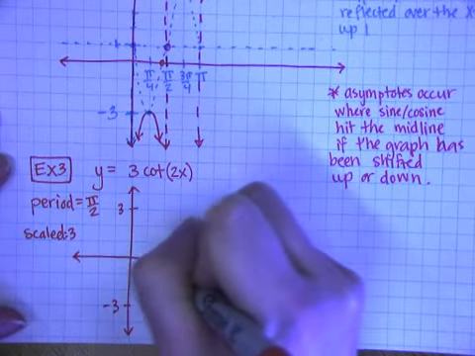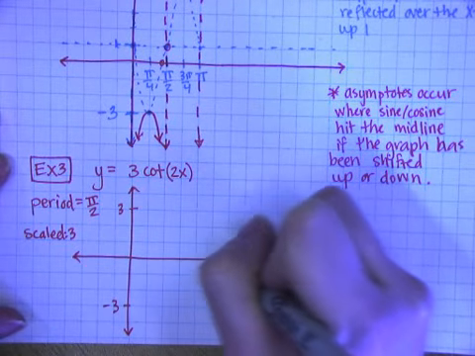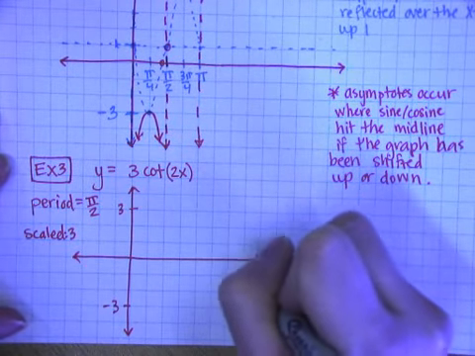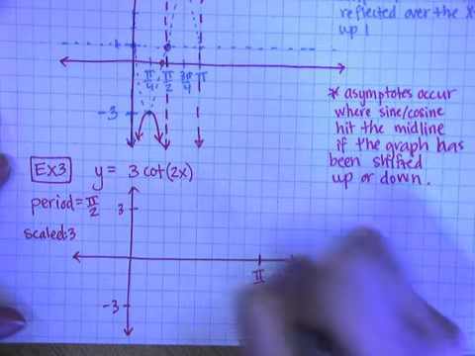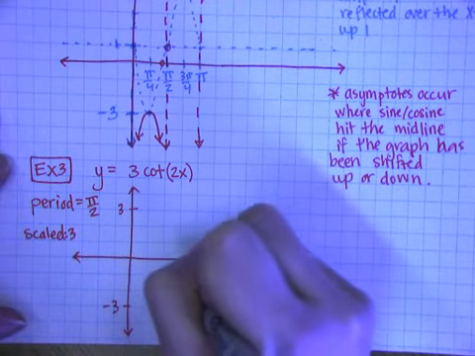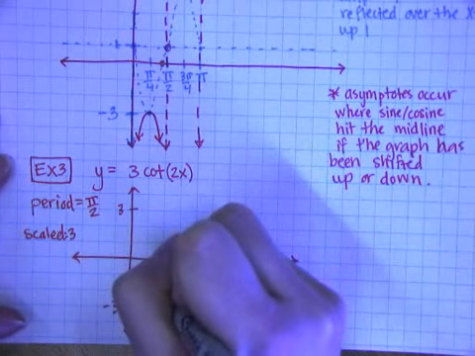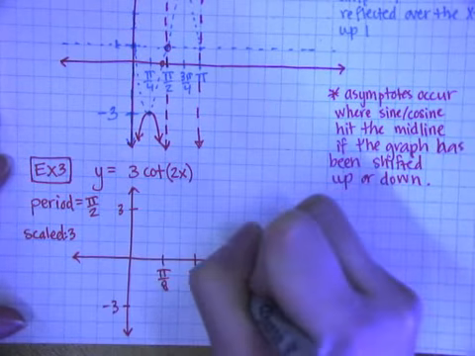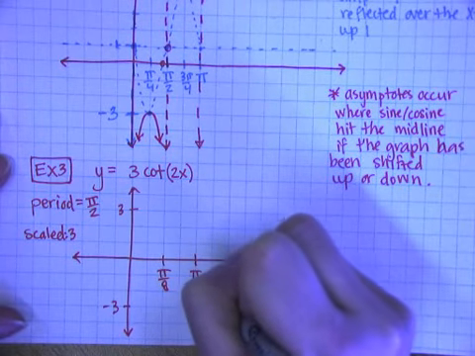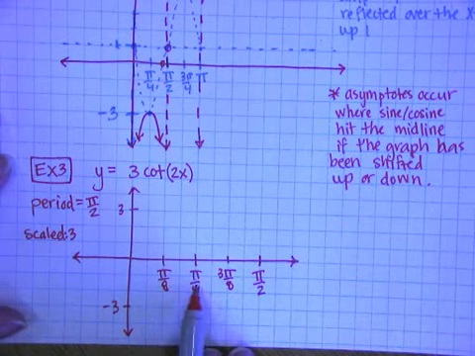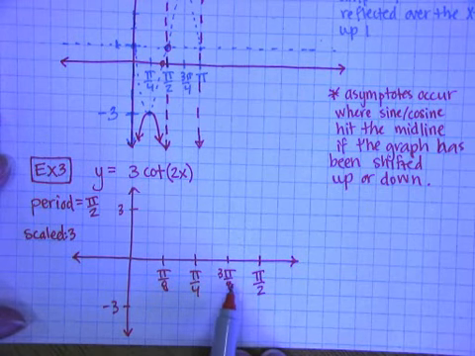I'm going to come out and put pi over 2 for the end of the period, and then cut it in half is pi over 4, and half again is pi over 8, and then this would be 3 pi over 8, because 1 pi over 8, 2 pi over 8, 3 pi over 8.